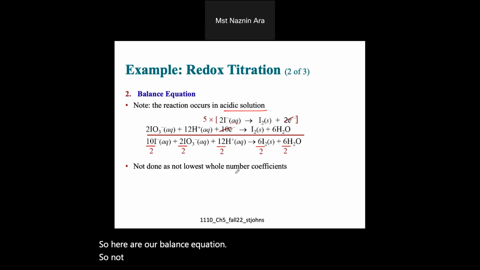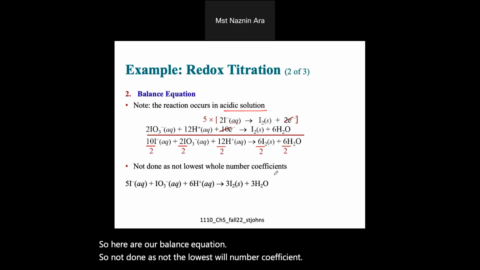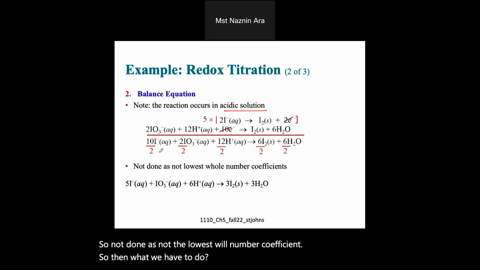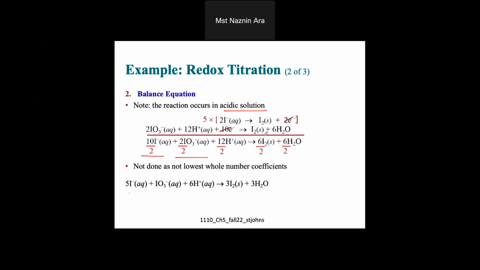But we are not done, as it is not the lowest whole number coefficient. So what do we have to do? Here we have to divide by 5, so we can make it a simpler whole number. So here we have 5 times 2 iodide ion, 2 IO3 ion, 12 hydrogen ion, and on this side we have I2 and 6 ions. We can make it lowest whole number by dividing. So we have this one. This is our equation right now.